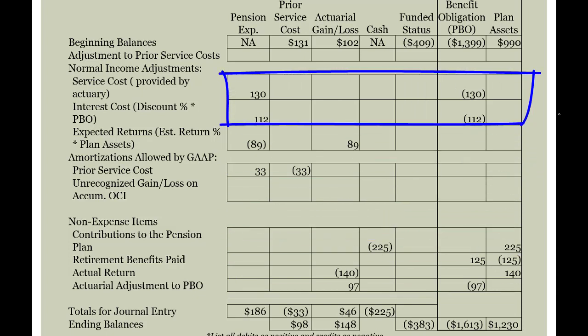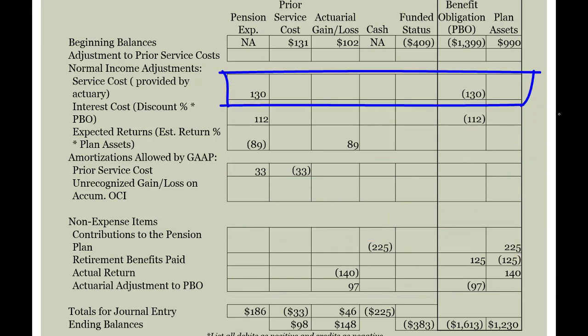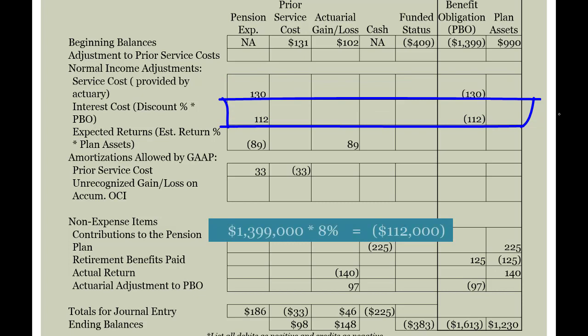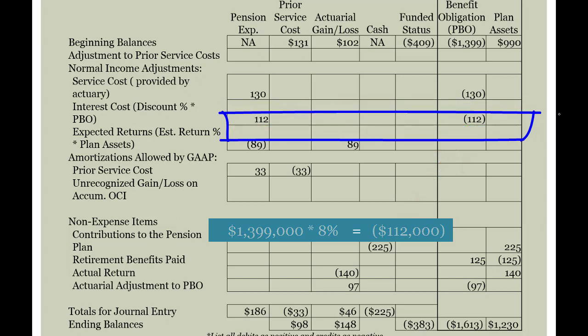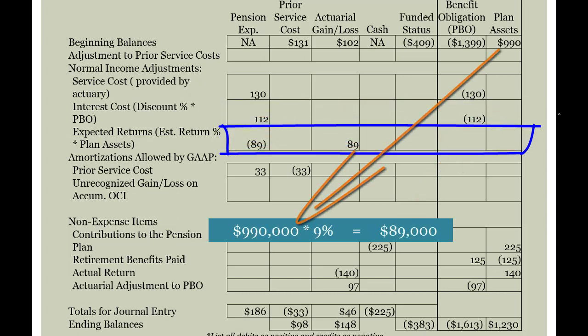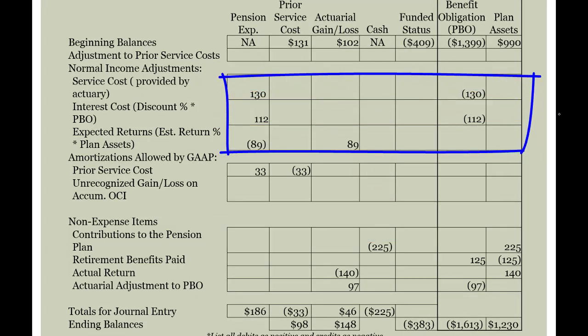You've got 130 given to us as the service cost. I take the projected benefit obligation times the discount rate provided, which was 8%, and then the plan assets times the 9% that was provided as our estimated return for year 5. And that gives us our 3 normal adjustments.